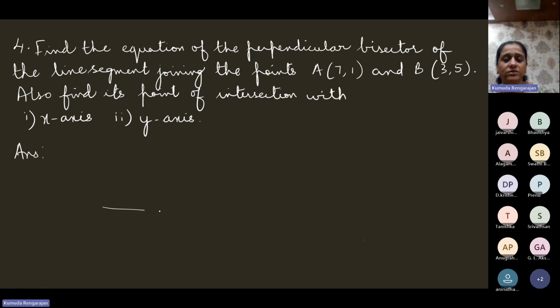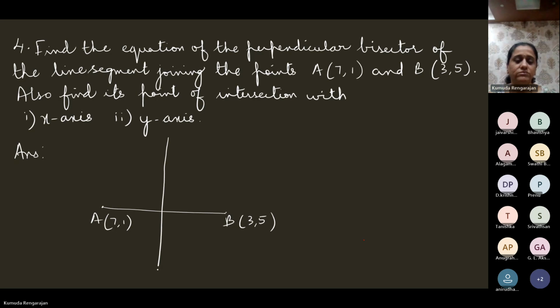So, here the line segment is AB. Address of A is 7, 1, address of B is 3, 5. Okay, and this is the perpendicular bisector. Let's take this point P. We don't know the address of P, so X, Y. You can also say A, B, whatever. We take a point on the perpendicular bisector, P (X, Y), and we join.